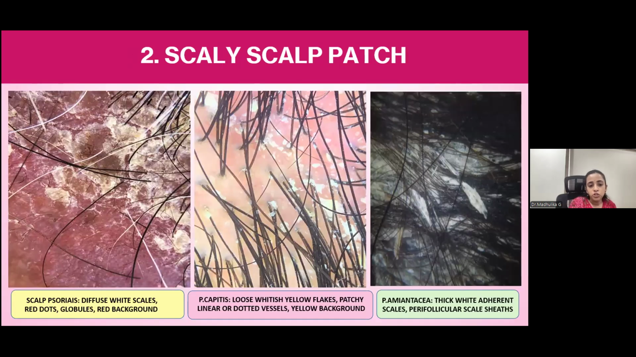In this image, you can see scalp psoriasis. You see diffuse silvery white scales. You see the red dots, globules, and red background. The second is pityriasis capitis. You see the flaking is not as much as in psoriasis because the inflammation is not as much. Because of the fungus, there's just mild inflammation which causes the scales to form like this. So here, more whitish yellow flakes, linear vessels, very few dotted vessels, and more of a yellowish background. And in pityriasis amiantacea, because of different causes you have extreme compact orthohyperkeratosis, you see thick white adherent scale which almost forms sheets over the hair. Next slide.